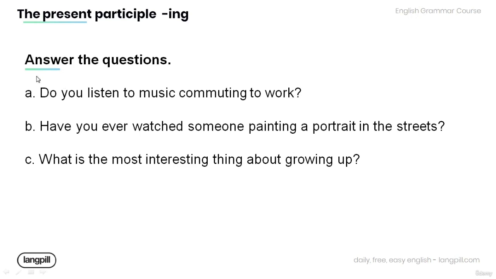And now, provide answers for the following questions. A. Do you listen to music commuting to work? B. Have you ever watched someone painting a portrait in the streets? C. What is the most interesting thing about growing up?